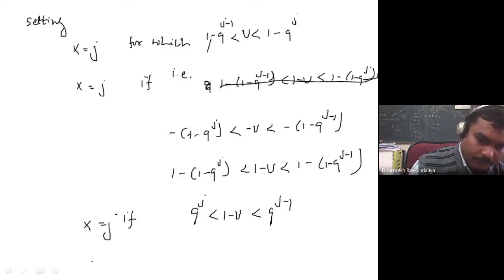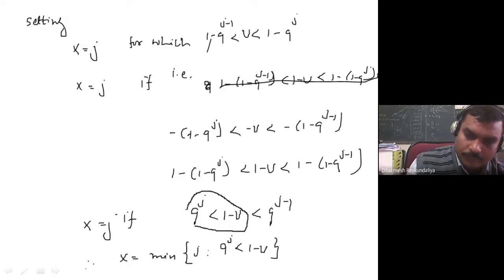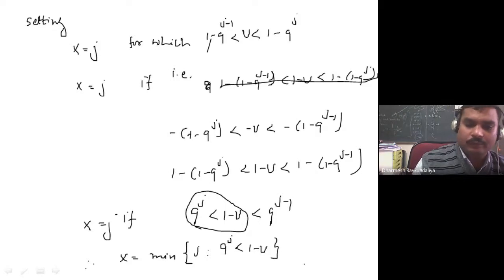Therefore, x is nothing but the minimum of j when q raised to j is less than 1 minus u. I am using this only. If you find q raised to j and it is less than 1 minus u, we can say that the j is obtained. You have to find all possible j where q raised to j is less than 1 minus u. You take the minimum value and that is your x.